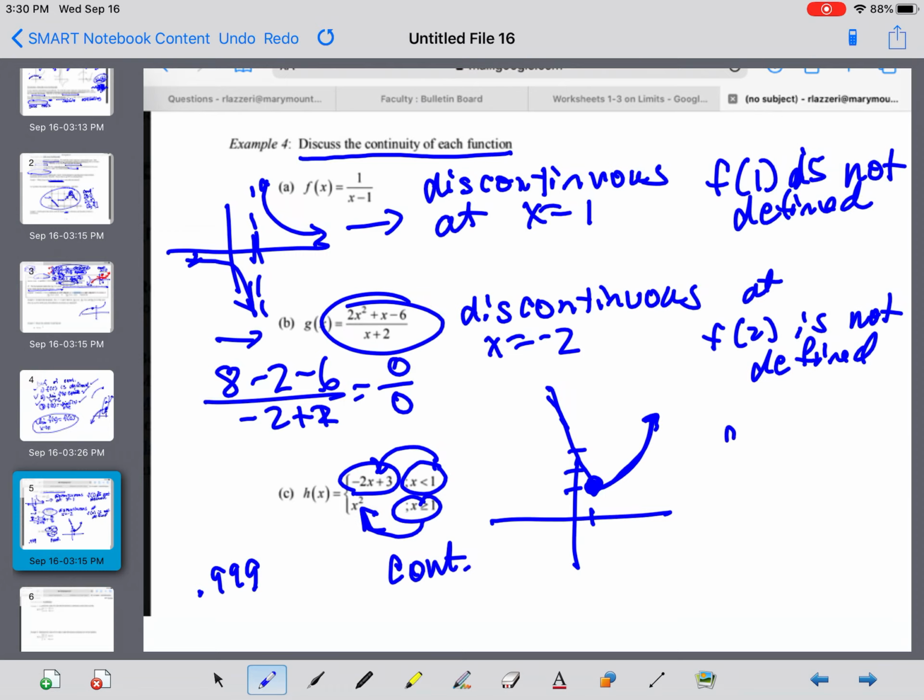All right, so let's check and see how we would verify on a test that something is continuous. First of all, I would check and see if f of 1 is defined.